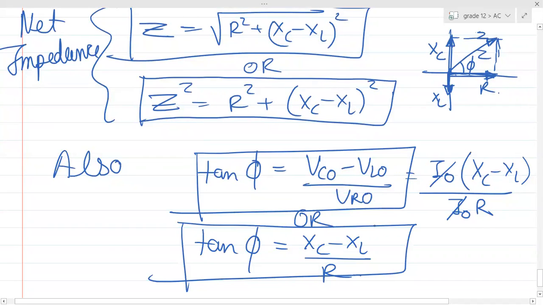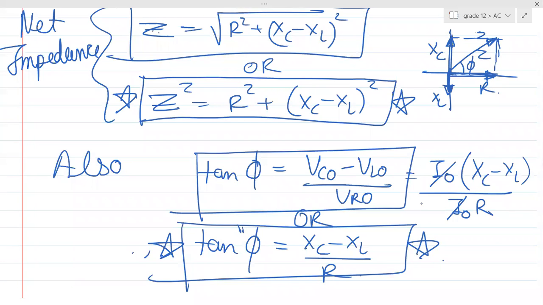So basically tan phi equals XC minus XL by R, and Z squared equals this. With the help of these two formulas, or if not this then that, you will be ruling the whole AC topic. Clear? Is this clear, guys? Yes, sir.